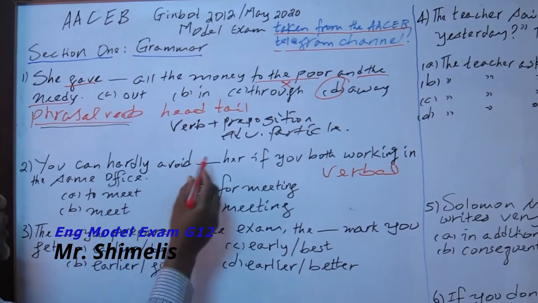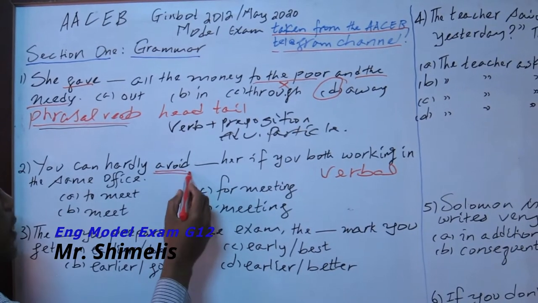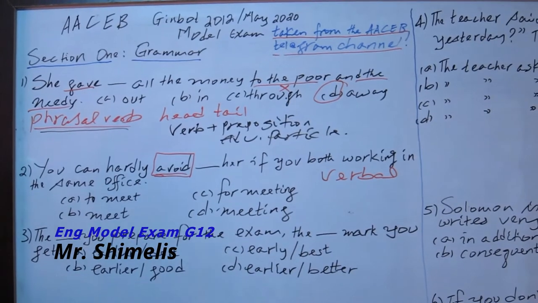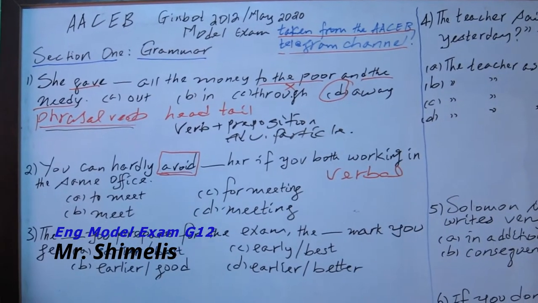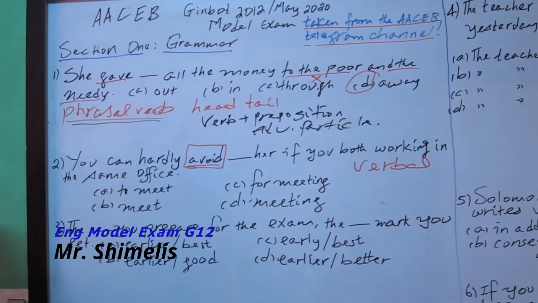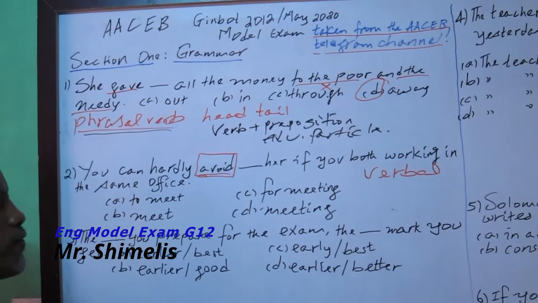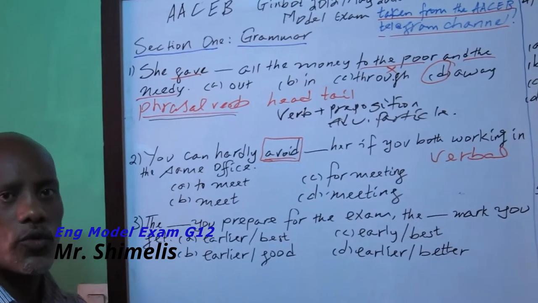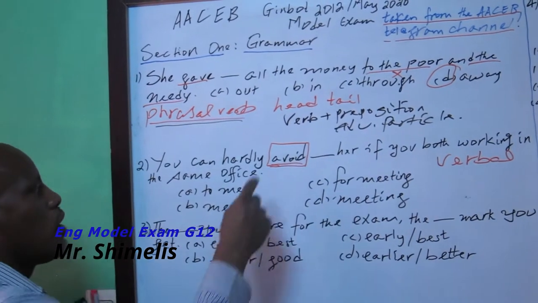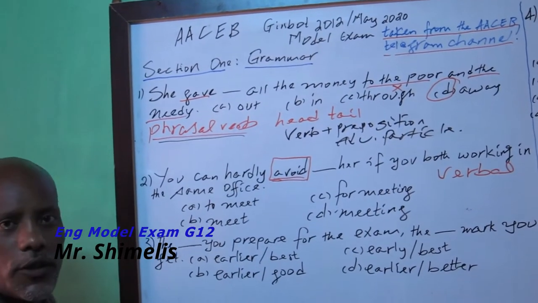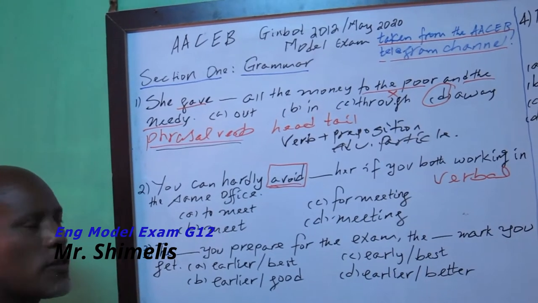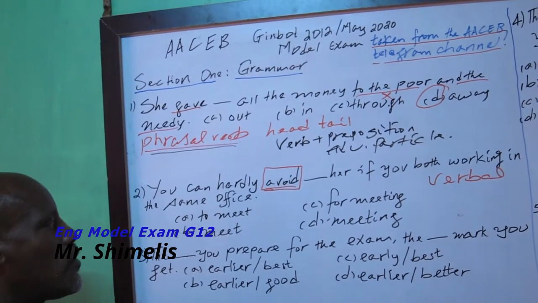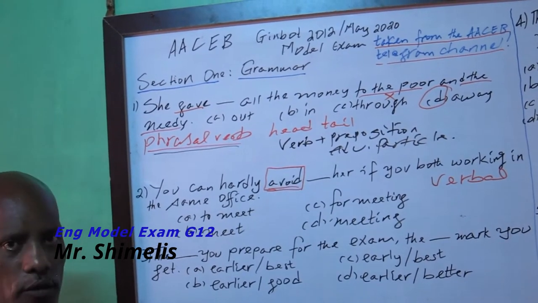So what we are looking for in the missing part is the verbal that follows the verb avoid. There are a few verbs that are always followed by a gerund, a few that are always followed by a participle, and a few that are always followed by an infinitive, both with to or without to. So, where do we find avoid? That's the question here, okay? Avoid is in the list of verbs that are always followed by a gerund.